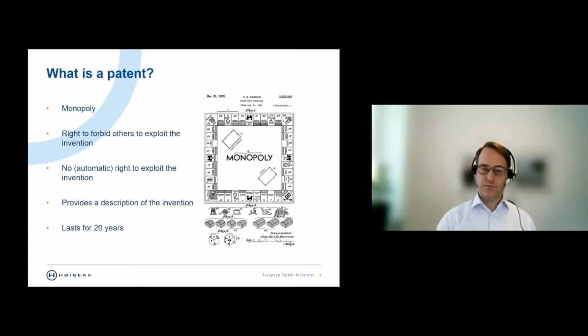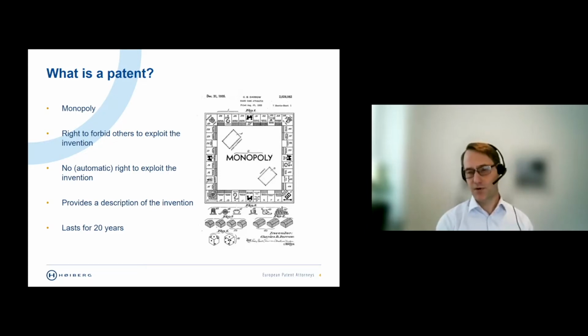So we start up with some fundamentals. A patent is basically a monopoly for a given amount of time. It lasts for 20 years. I think the most important learning of this slide is the second bullet. It's a right to forbid others to exploit the invention, meaning it's not a positive right.